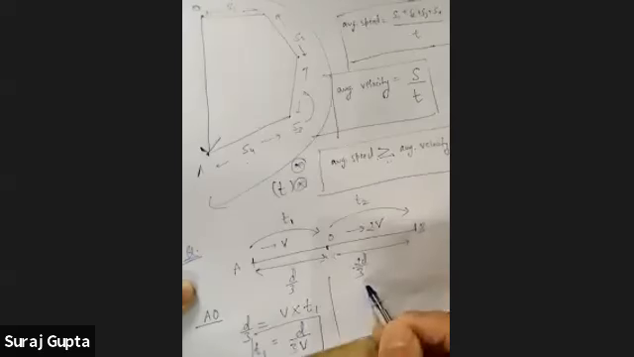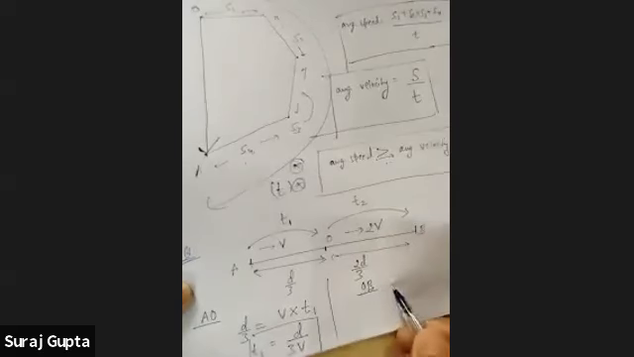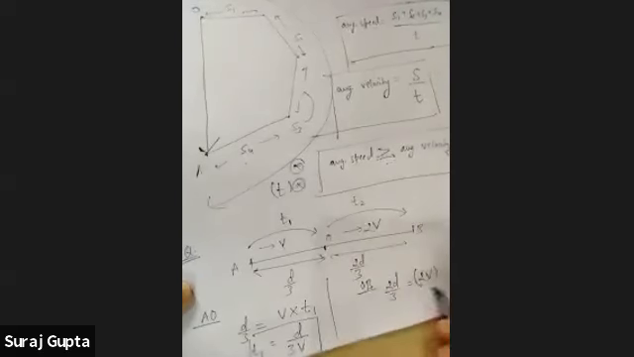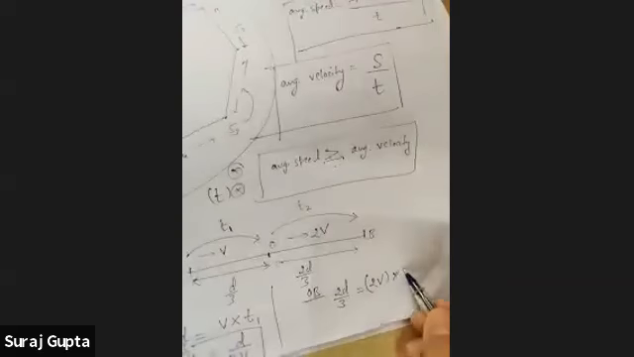Now, for the particle's journey from O to B, if you apply the same funda, what is the distance OB? It is 2d by 3. So 2d by 3 is equal to the speed, which is 2v, multiplied by the time taken from O to B, t2. So distance OB is 2d by 3, velocity is 2v, and time is t2. When you solve it, t2 also comes out to be d upon 3v.